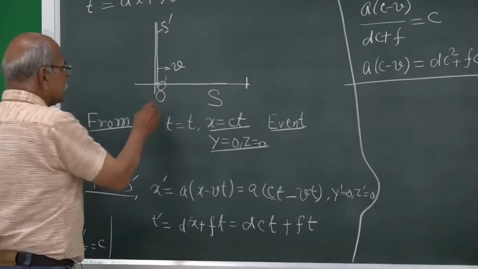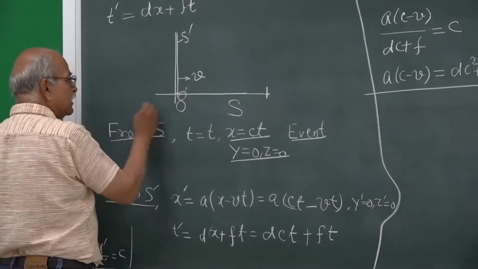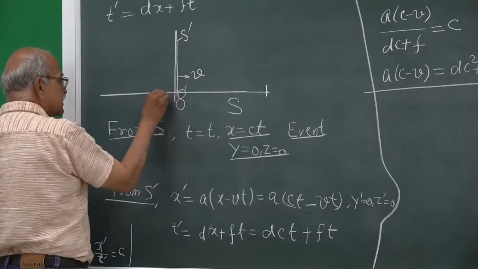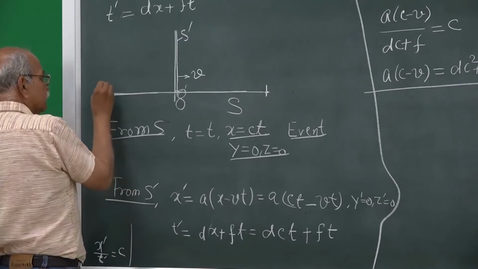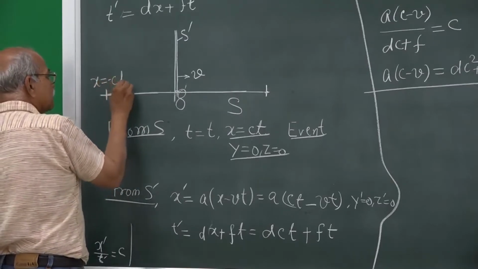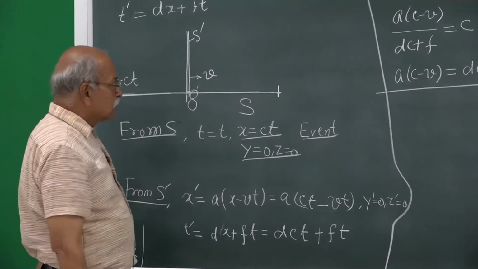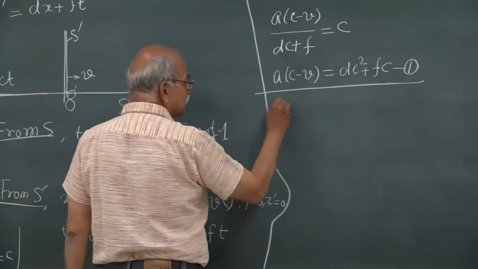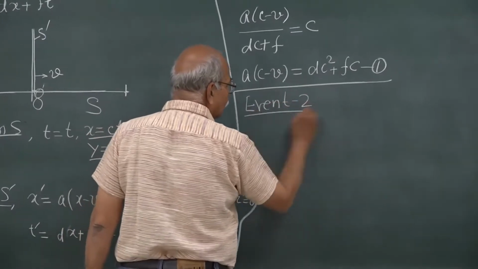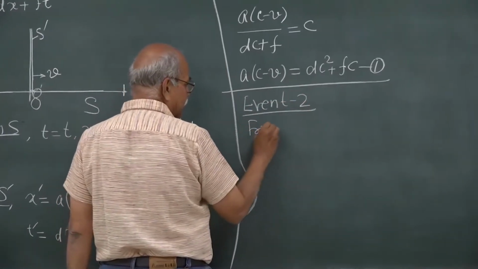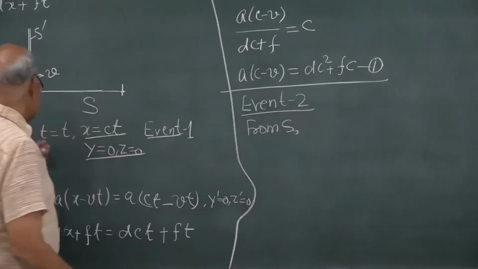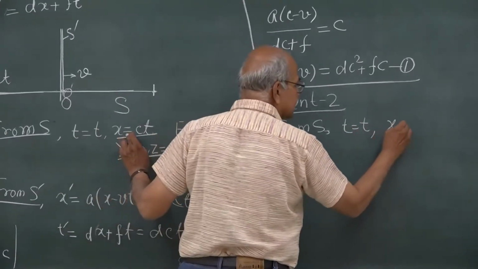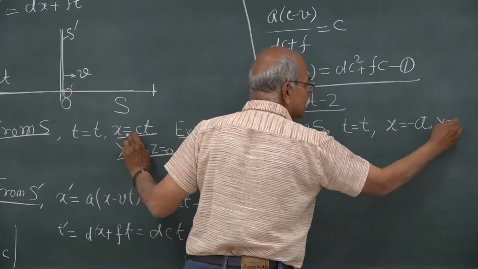This event is that the pulse, this radiation, is also going in the negative x direction. So, as seen from S, the pulse has reached this point here, which is x equal to minus Ct, at time t. Let us write event 2; this is event 1. From S, time is t and x is minus Ct, and y is 0 and z is 0.